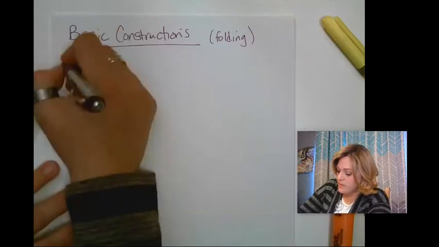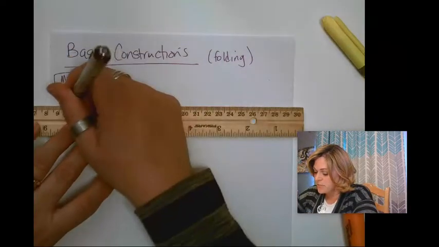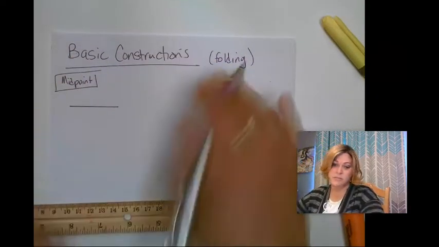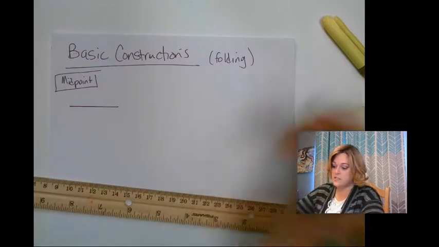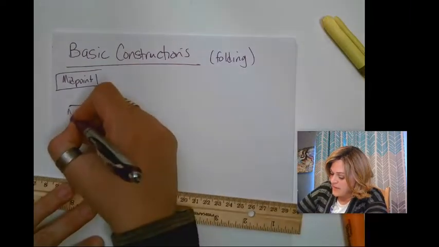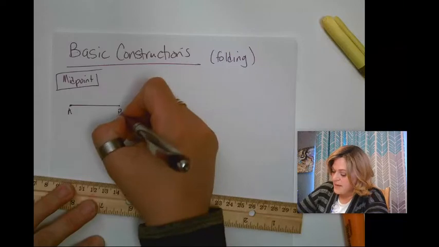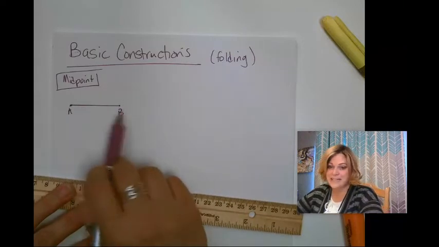So we're going to start with a midpoint. Okay, so midpoint, I'm going to start with a segment. Any length segment, notice I'm using the ruler, but not as a ruler, just as a straight edge. And I'm going to label these endpoints AB. I need to find the point exactly in the middle.